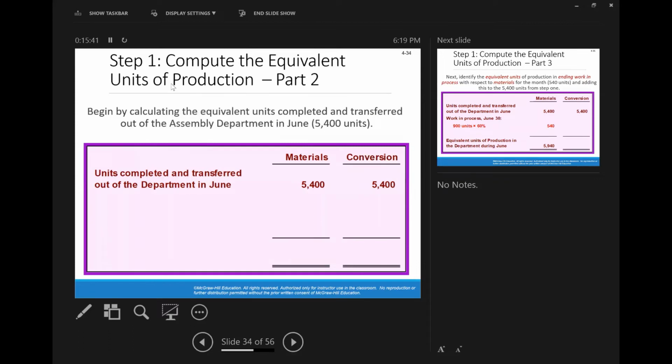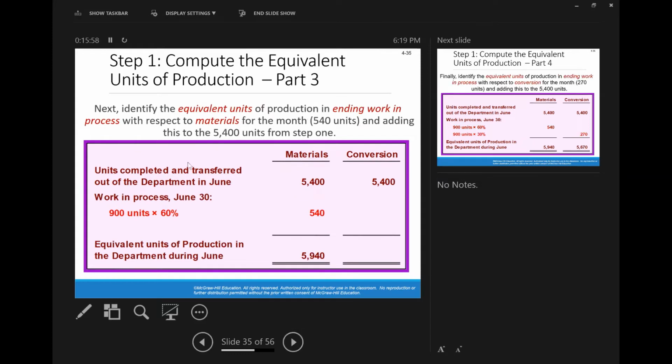Let's begin calculating the equivalent units transferred out of the assembly department in June. So we had 5,400 units. That was the information they gave us. So units completed and transferred out was 5,400: 5,400 for materials, 5,400 for conversion. Next, we're going to identify the equivalent units with the ending work in process. We're going to multiply by the percentage for the materials and then the percentage for the conversion.